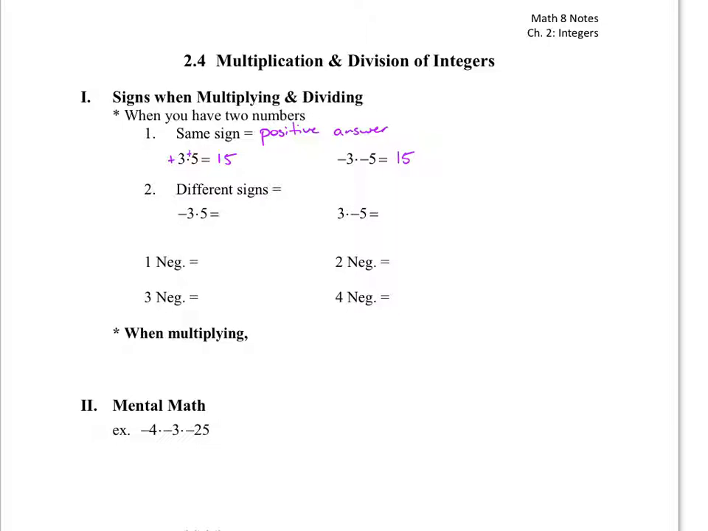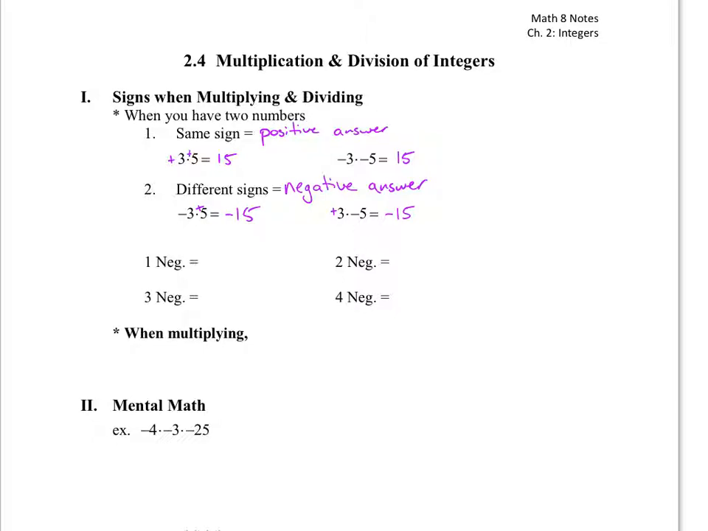If you have different signs, so you have one negative and one positive, you guessed it, you are going to get a negative 15. And again, if you have a positive 3 and a negative 5, you are going to get a negative 15 again. You're always going to get a negative answer. Every time you have that.